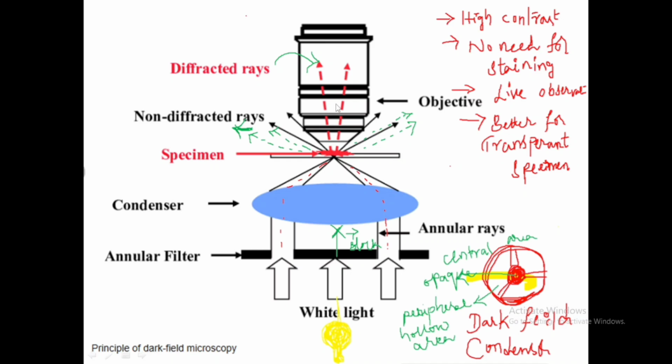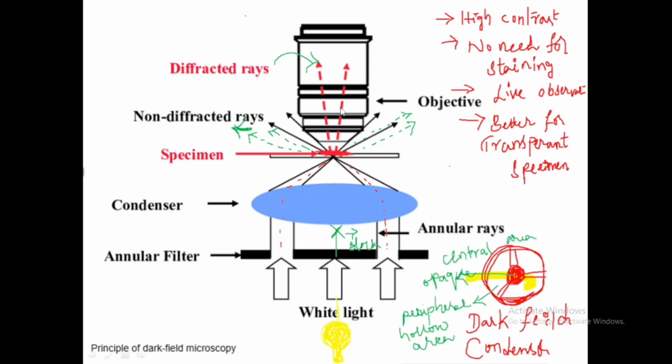Because of this, we see a dark background. Dark means a completely black background, because the non-diffracted light rays do not pass through the objective lens. Only the diffracted light rays pass through the objective lens. That's why we see a bright image over a dark background. This is a very simple idea. Only the condenser is different between the light microscope and the dark field microscope. That's all.